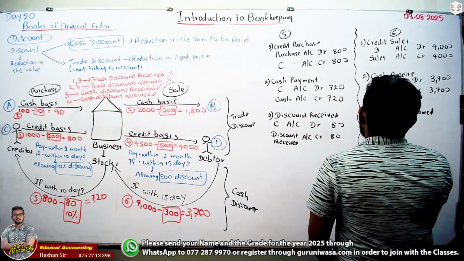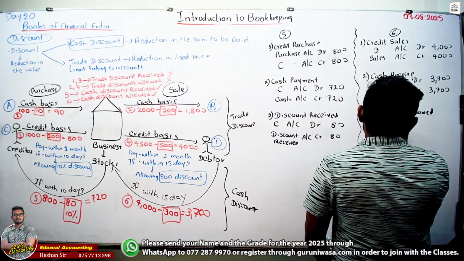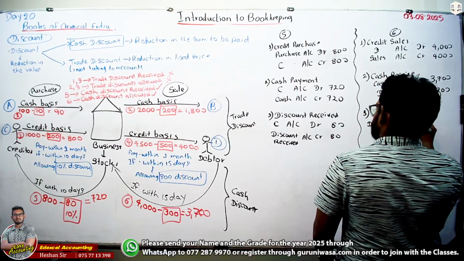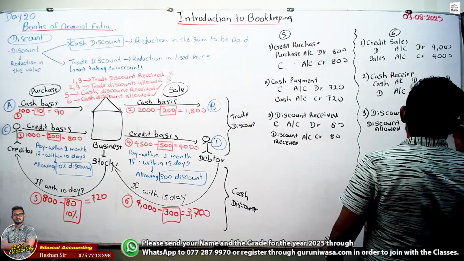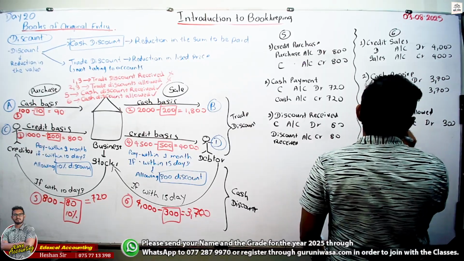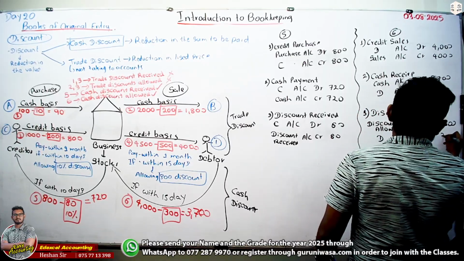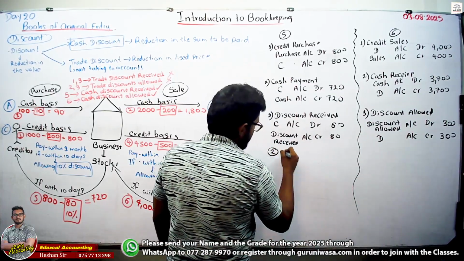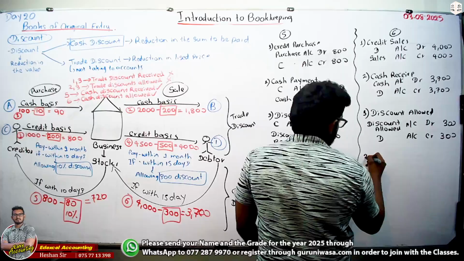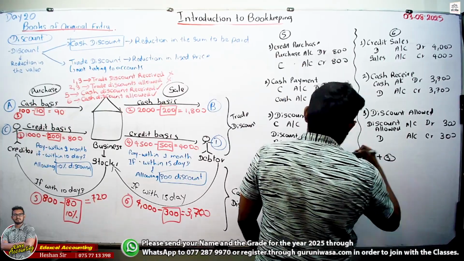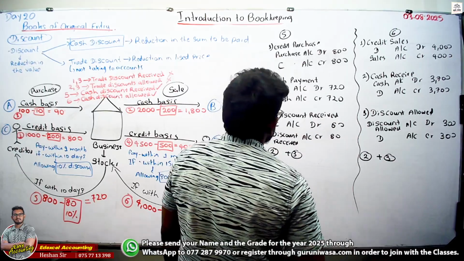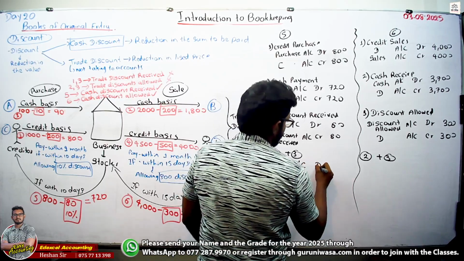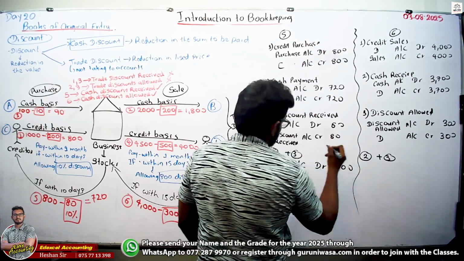Right. Discount allowed account debit 300, D's account credit 300. But if I need, I can write both second and third at once. Second and third at once, like this. You can see C's account debit 800. I'll explain it.